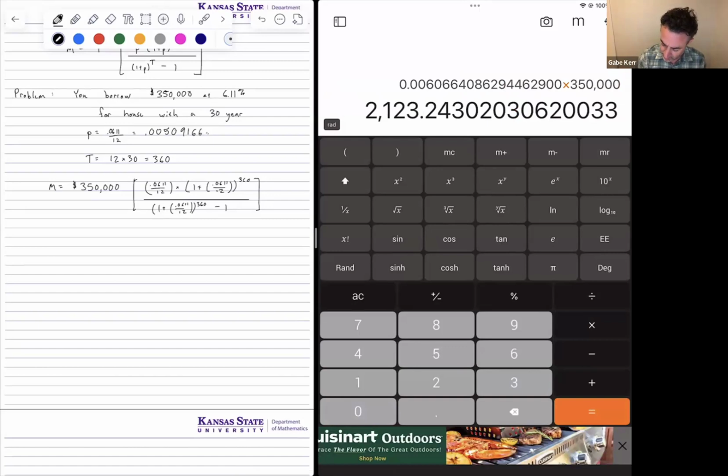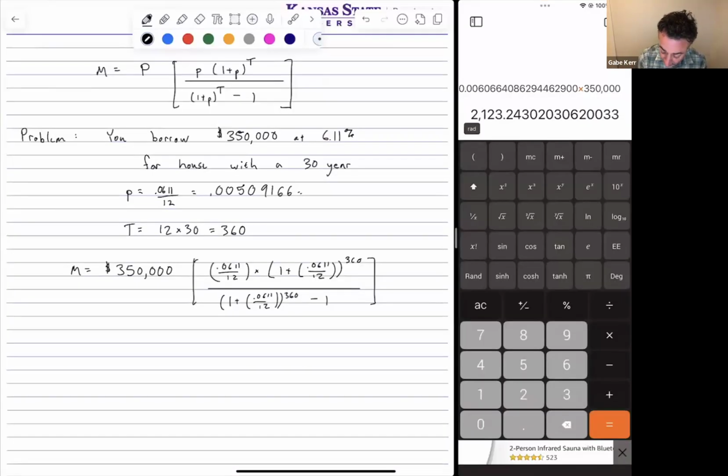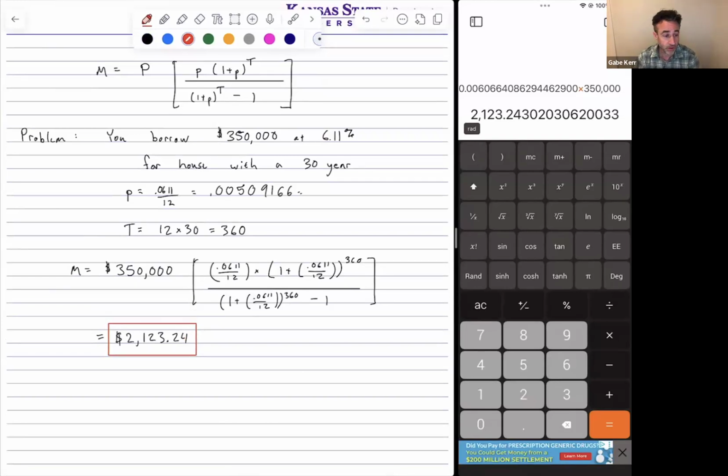So my solution here, or my monthly payment, sorry, is going to be $2,123.24. So if you're wondering how much you would pay in a mortgage if you took out that amount, that's how much you would pay.